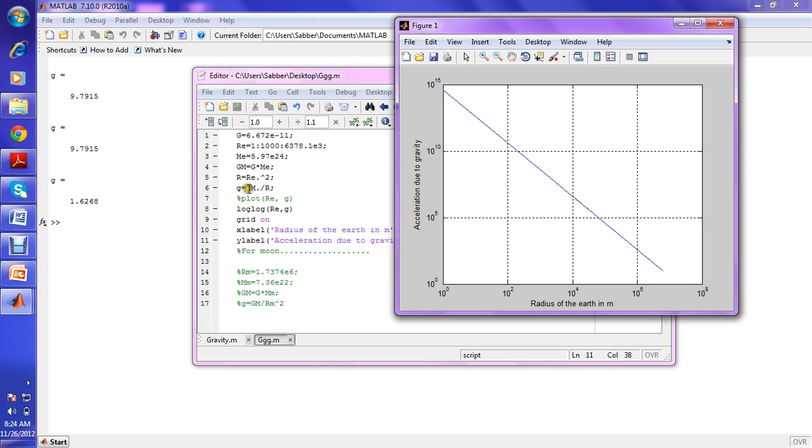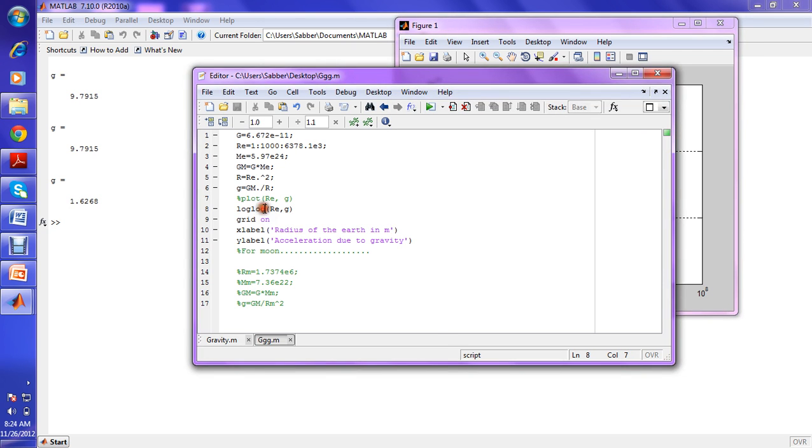Definitely we know g equals GM by r squared. Though I don't know whether it's not, I think it's not a linear equation, but it varies linearly here on the log scale. Okay, let's see in a semi-log plot. Okay, semilogy. Let's see semilogy.